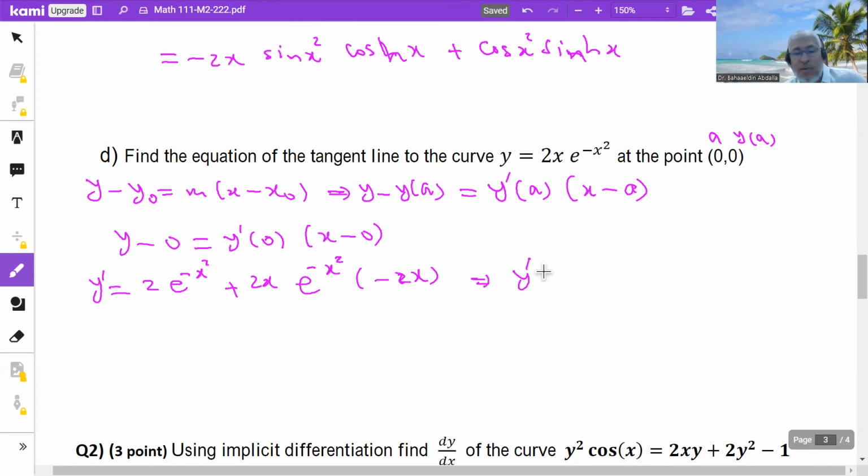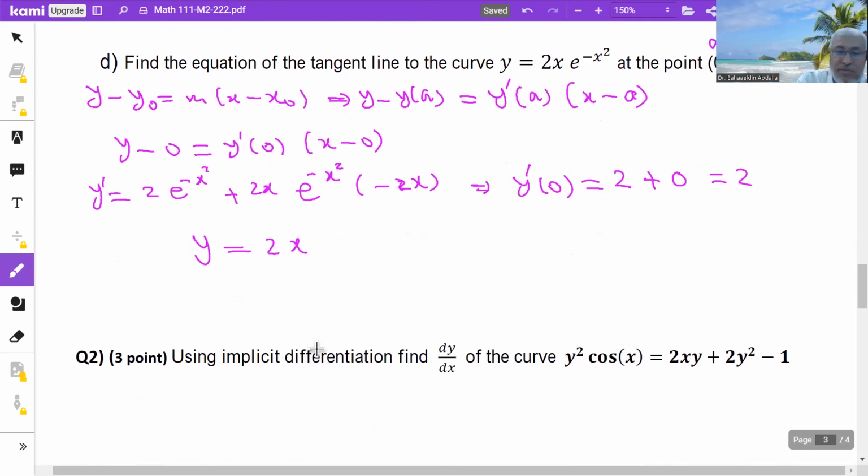So now y prime at 0, I replace x by 0. E to the power 0 is 1 times 2, so I'll have 2 here, plus 2x times 0, so 0 times anything would be 0. So y prime of 0 is 2, and the equation is y minus 0, that's y, equals y prime of 0, which is 2, times x. So that's the equation of the tangent line. That's the answer.